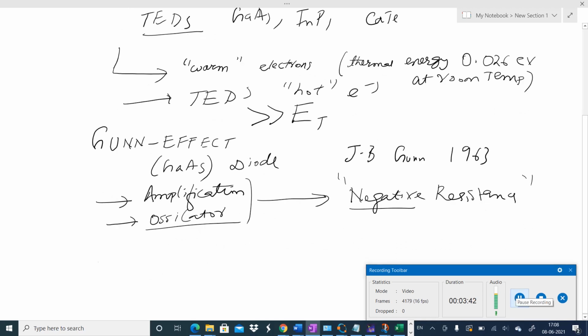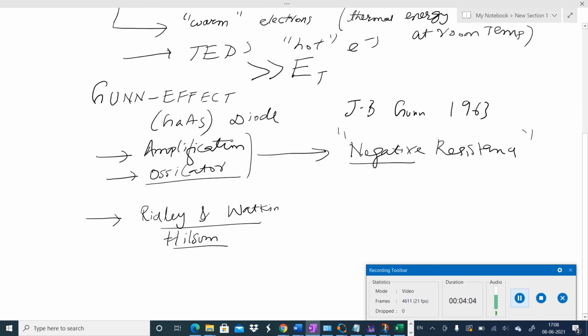Now the first question is how to achieve this negative resistance in any device. So three engineers, scientists, they worked independently over the problem. Two were Ridley and Watkins, and independently the third one is Hilsum. So they developed a theory that how we can fabricate the devices which can have negative resistance property. For this reason, the mechanism, the theory behind this is called RWH, Ridley-Watkins-Hilsum mechanism or theory.